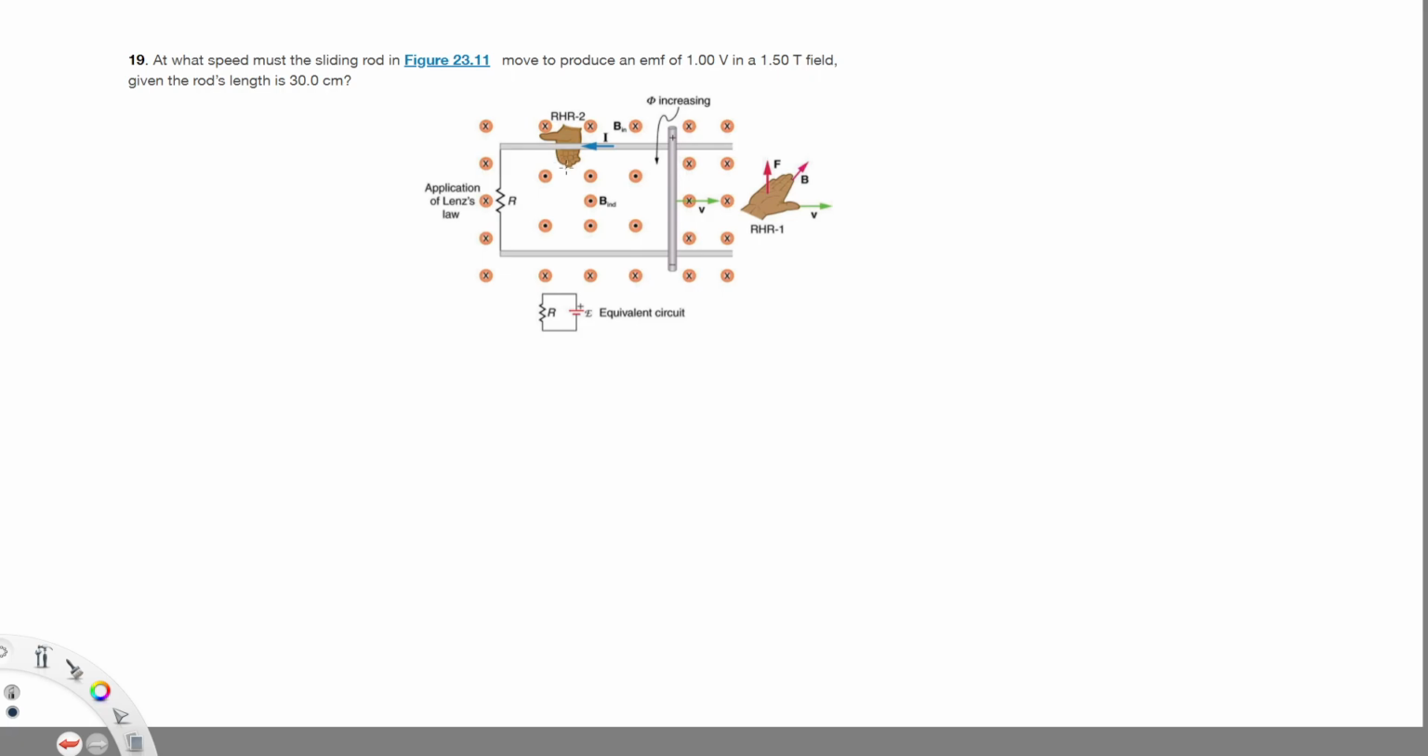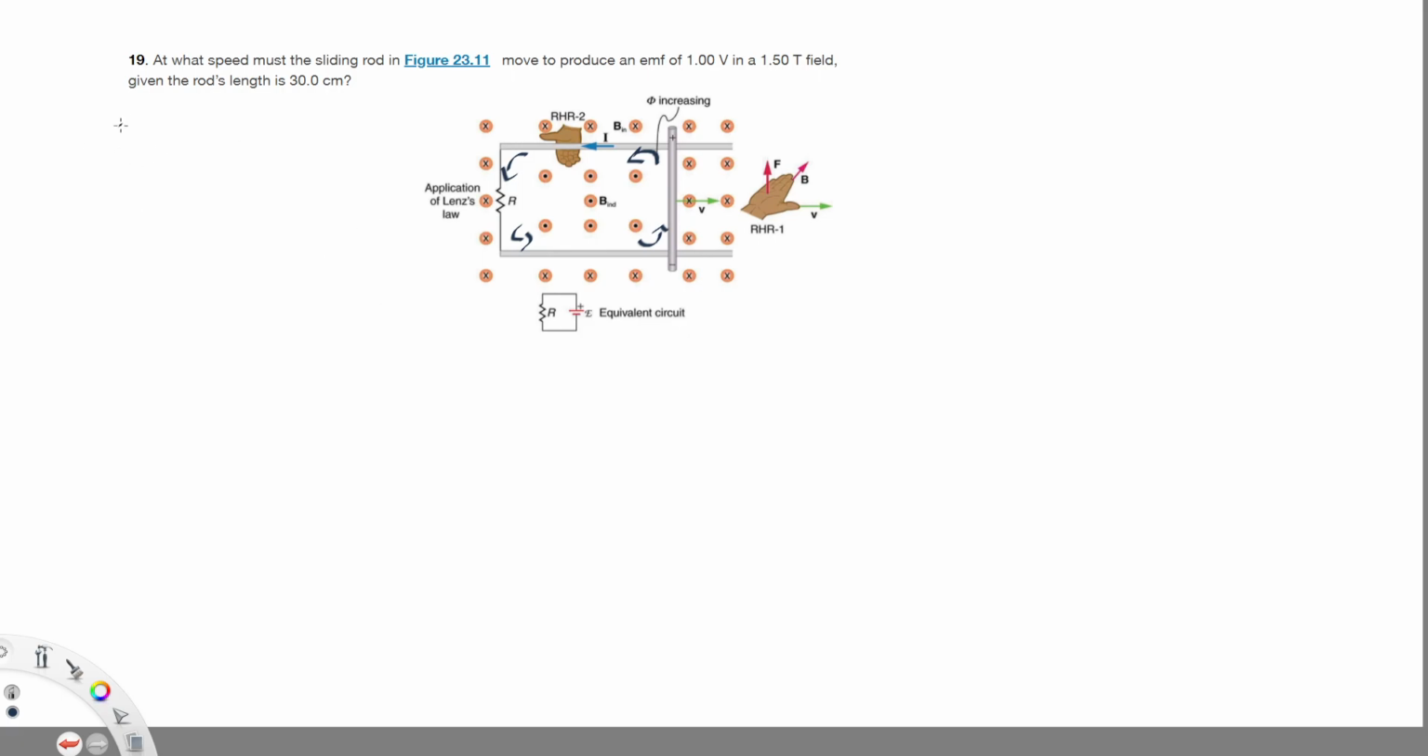All right, so basically what we have is a loop inside here, where current is going around this loop. And this is one of those weird situations where we get induced voltage by changing the area of the loop, right? This bar is sliding to the left. Or sorry, this bar is sliding to the right.